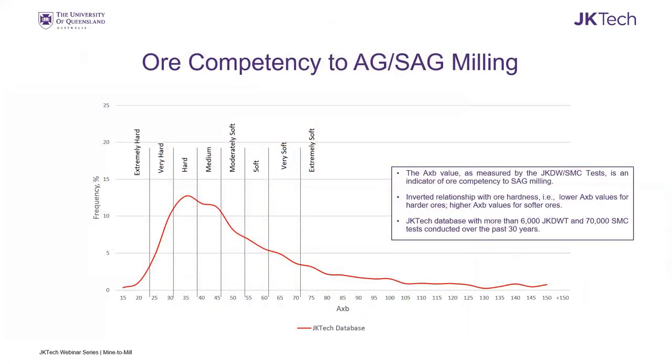So with the drop-weight test and SMC, we can measure the ore-specific resistance to impact breakage, or the ore competency to SAG milling. What we have in here is the JKTech database for A times B values as measured by the drop-weight or SMC test as an indicator of ore competency to SAG milling. The JKTech database has more than 6,000 drop-weight test results and more than 70,000 SMC test results from tests conducted over the past 30 years.